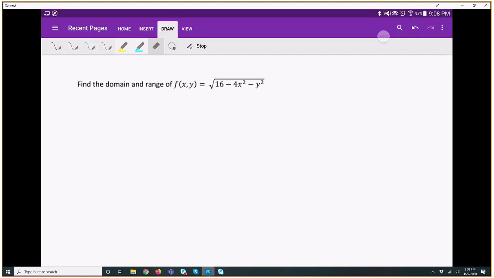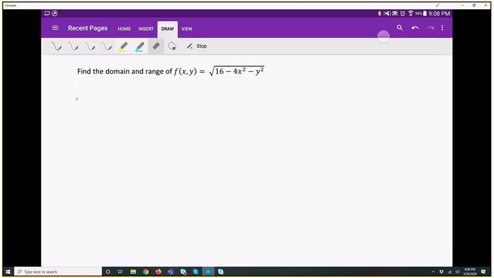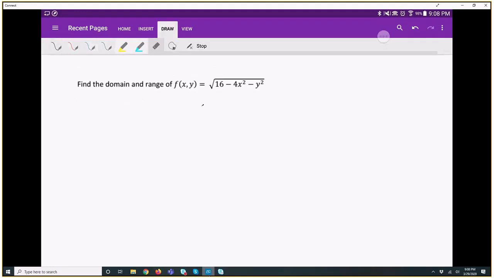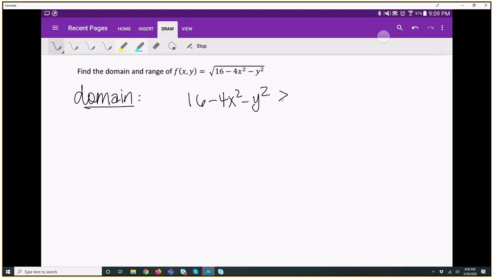And because we see the square root there, we know that if we take the square root of a negative number, we'll get a complex value. And we're looking for real values of this function, so we want to ensure that what's inside the square root is positive or 0. So we're going to say we're looking for the domain. And we're going to start with 16 minus 4x squared minus y squared must be greater than or equal to 0.